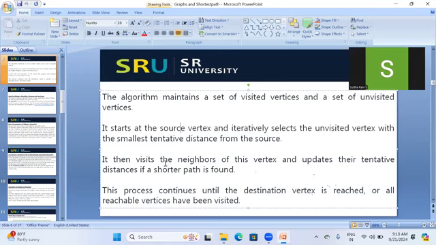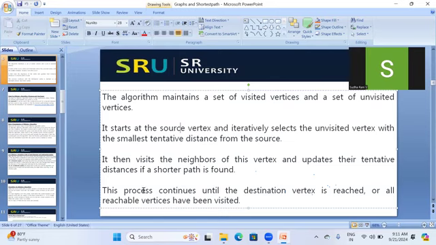And in visiting the neighbors, it used to visit all the neighbor vertices, and every time it visits a neighbor vertex, it updates the tentative distance. It calculates every path's tentative distance, and then from among the tentative distances, it finds which is the shortest path among the traversed ones.